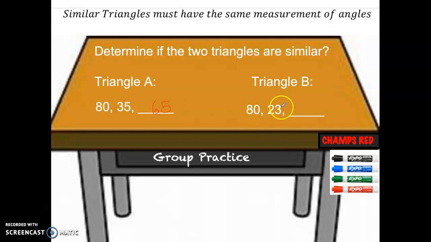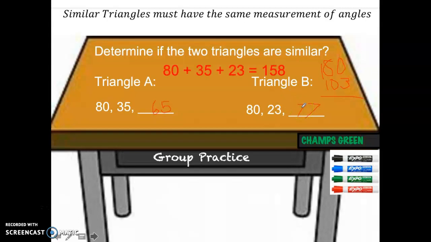And here, I'm going to have 180, and I'm going to subtract from it. When I add these together, I get 103. And when I subtract 103 from 180, I am going to get 77. So my answer is 77, and these are not similar. You can see this is 65 and 77.